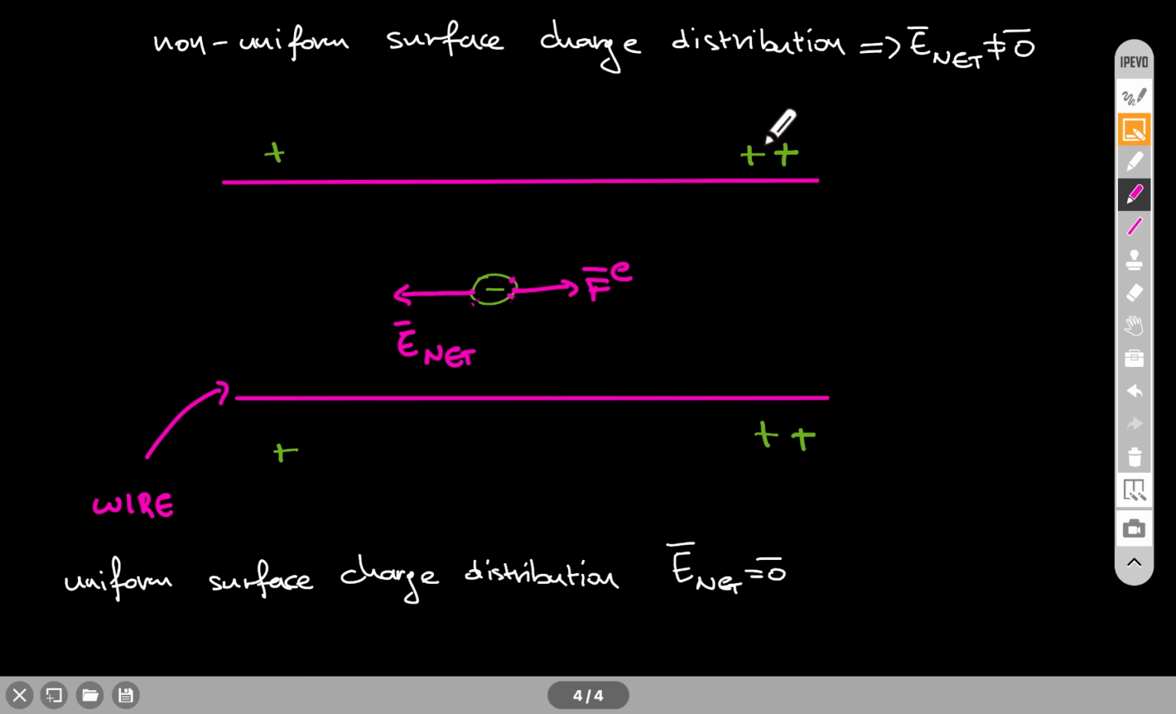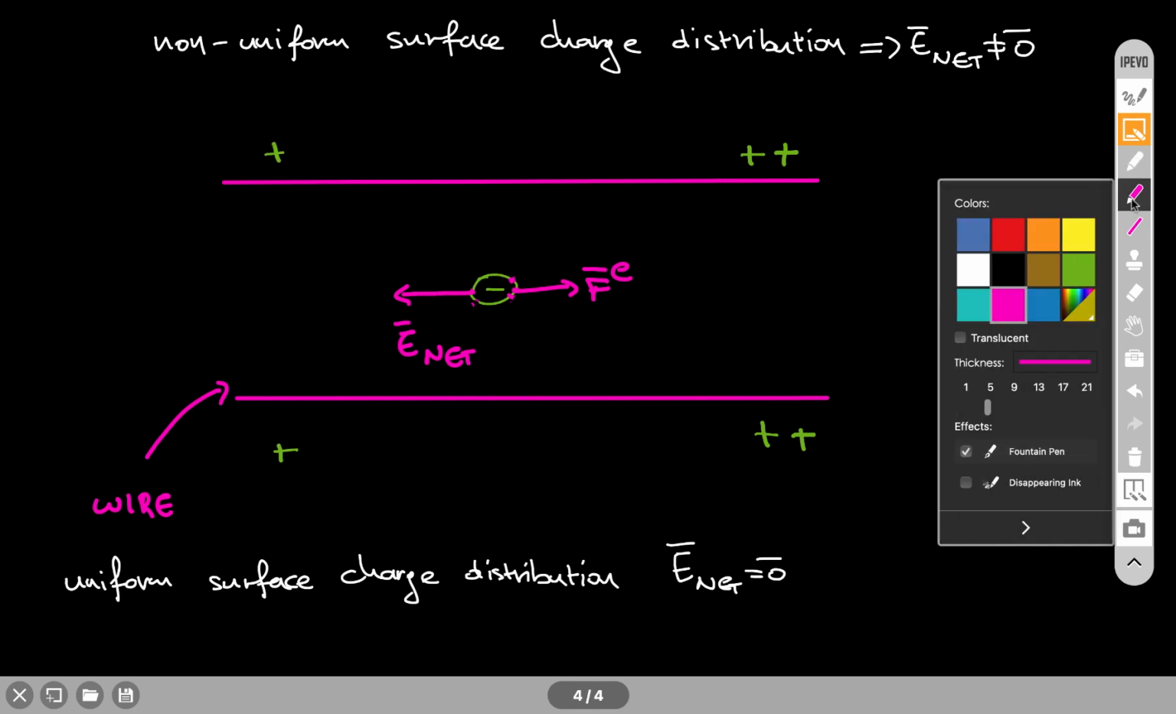So I can use a non-uniform positive surface charge distribution to make a non-zero net electric field here and make my electron move. Now, if I do it this way, I'm going to make my electron move to the right, because the electric force on the electrons points to the right. If I wanted the mobile electron to move to the left, I would put 3 pluses here, 3 pluses there, so that I make the electric field point to the right and the electric force to the left. I hope that makes sense. Feel free to try that and see what happens.